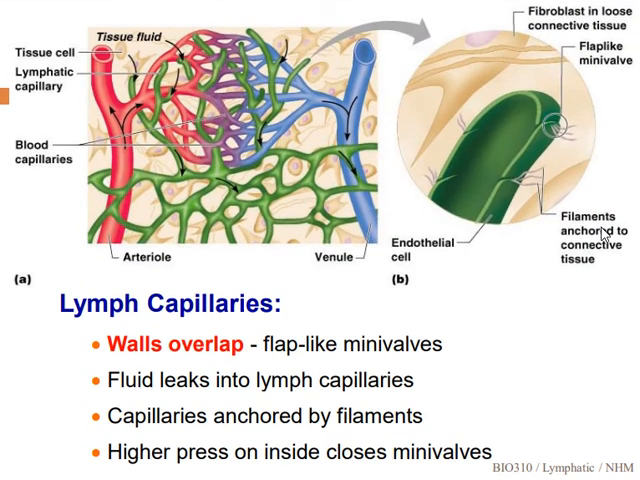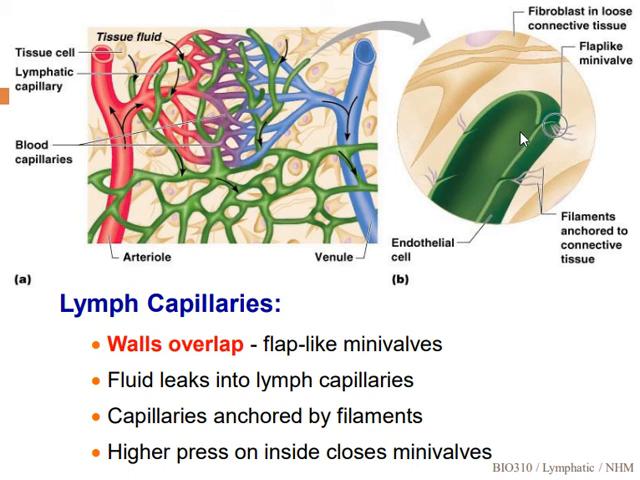So the lymph capillary, how does it absorb the excess fluid? Actually, this one is the bigger image, the large image of the lymph capillary. As you can see over here, the walls of the capillaries overlap each other, and they have a structure that we call a flap-like mini valve over here.